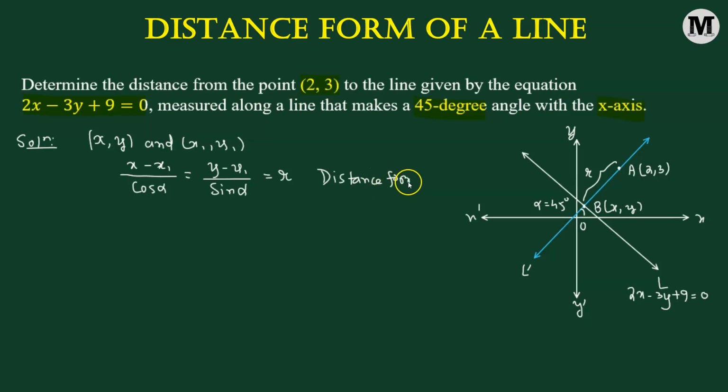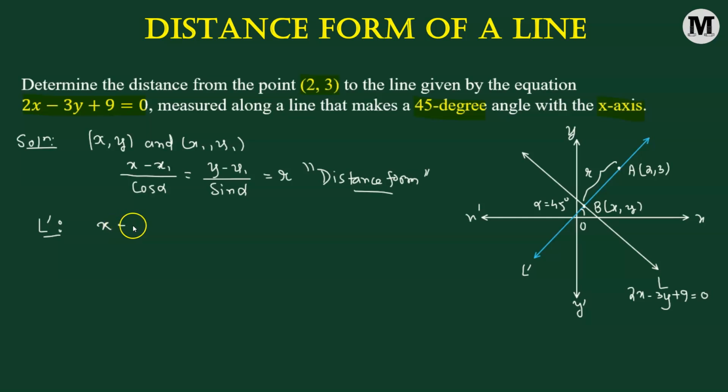Fine. Now, to apply the distance form, we'll have to consider one of the lines. So, pick up that line which passes through 2 points. Now, clearly that is the line L prime. It passes through the points A and B. So, what we'll do is apply the distance form to the line L prime. So, here we have 2 points, point A and point B. Now, let's apply the distance form.